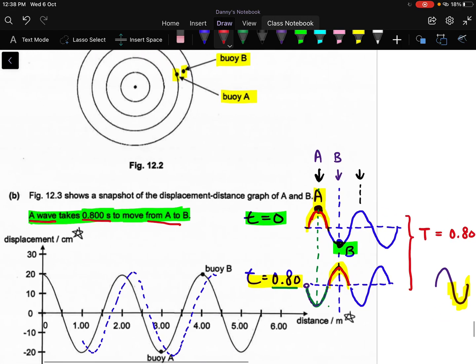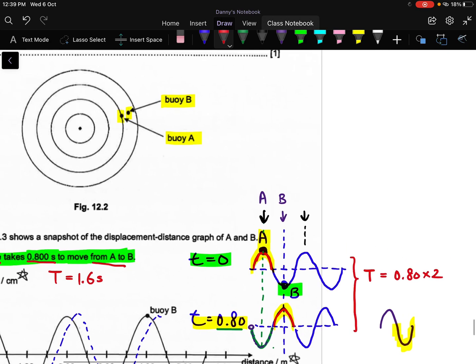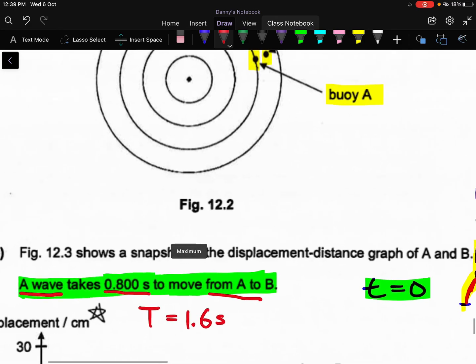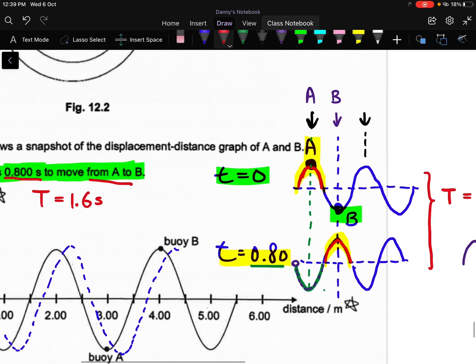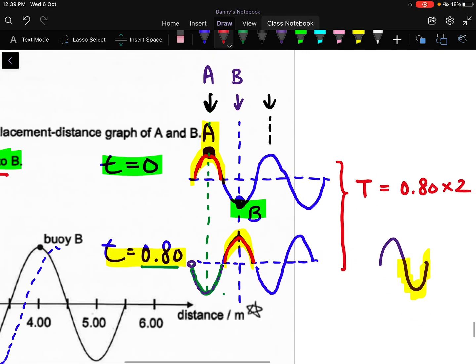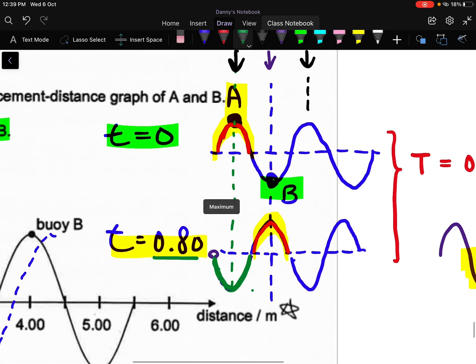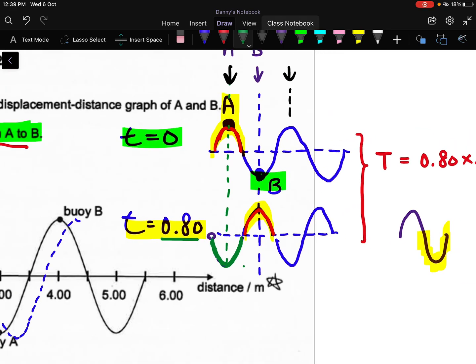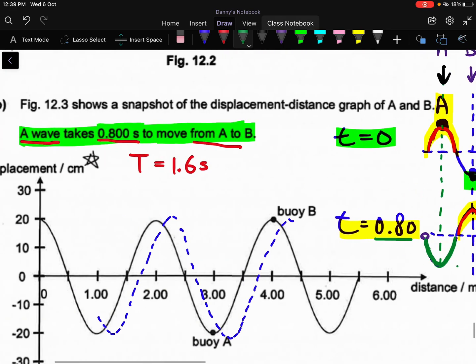So once you know that, you would be able to find that your period is actually 1.6 seconds. For this particular case only. It's not always that you see 0.8 or another number and you just times 2. It's not always times 2. It's only for this case. Okay. So here you can see why, right? The crest got pushed to B. In order for the crest to be pushed from A to B, the wave must have generated this green part, and this green part corresponds to half a wave. So in other words, you use 0.8 seconds to produce half a wave. Therefore, the time taken to produce one full wave is 1.6.